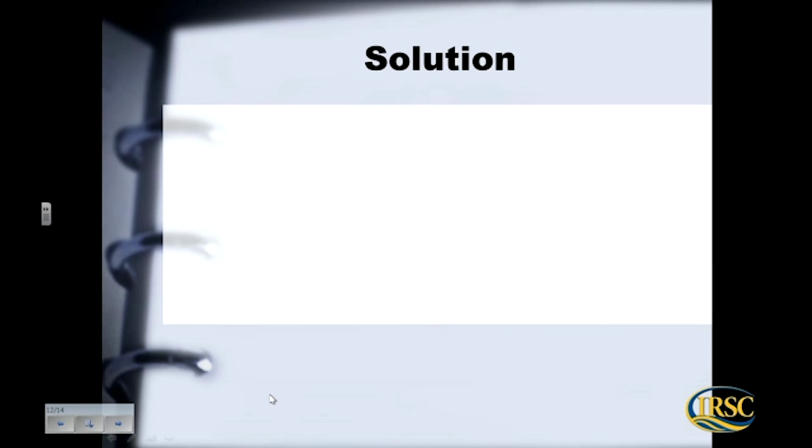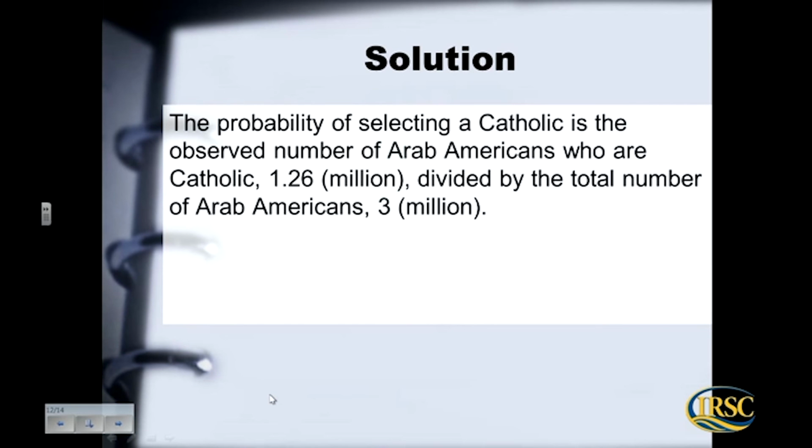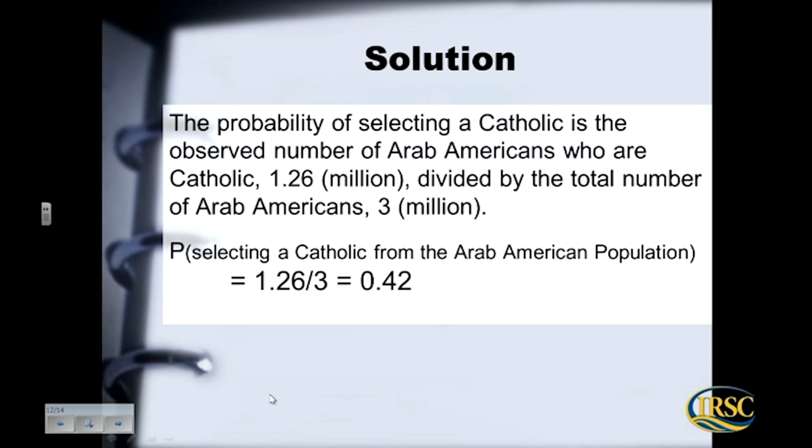All right, so here's our solution. The probability of selecting a Catholic is the observed number of Arab Americans who are Catholic. In this problem I use the word observed because that's what the formula asks for, which was 1.26 million, divided by the total number of Arab Americans, which was 3 million. Notice that they're both in millions, so I don't really have to worry about that. It's just 1.26 divided by 3, which is 0.42.